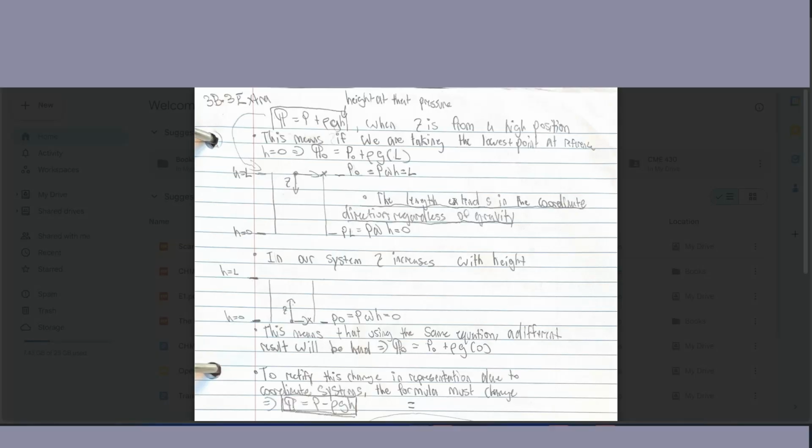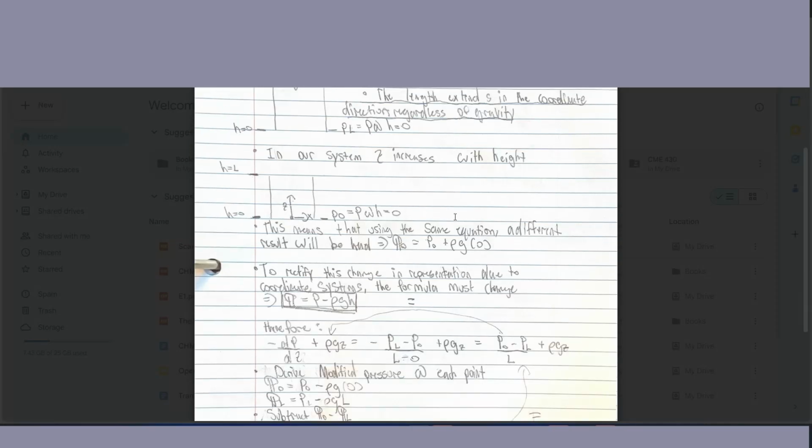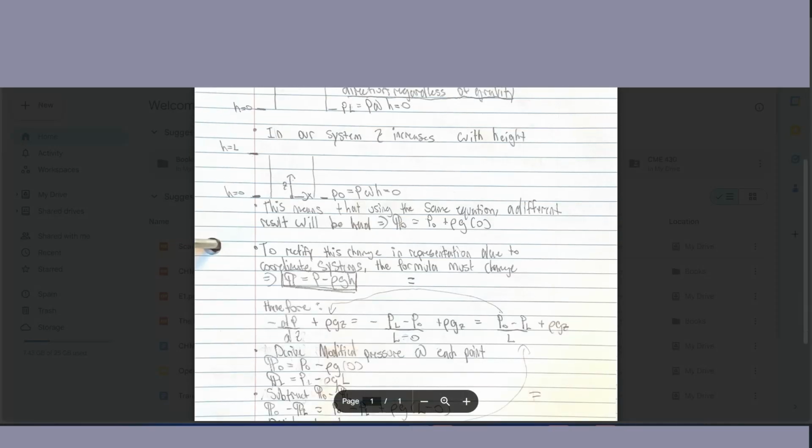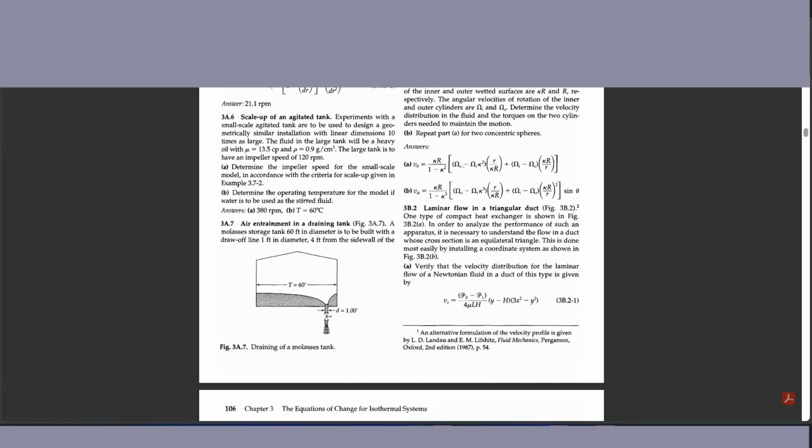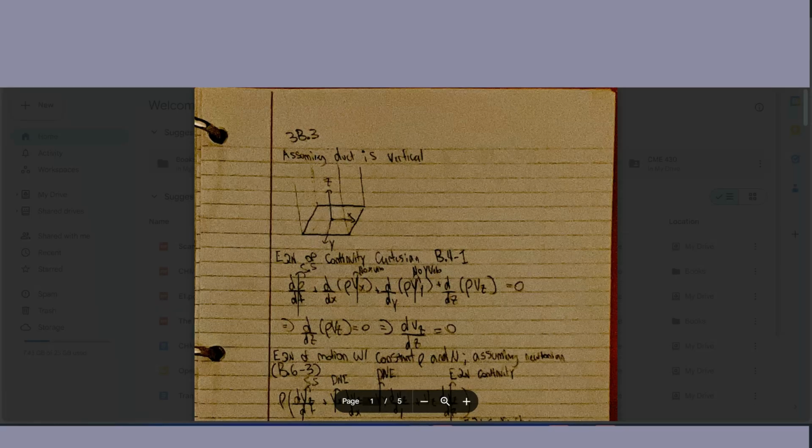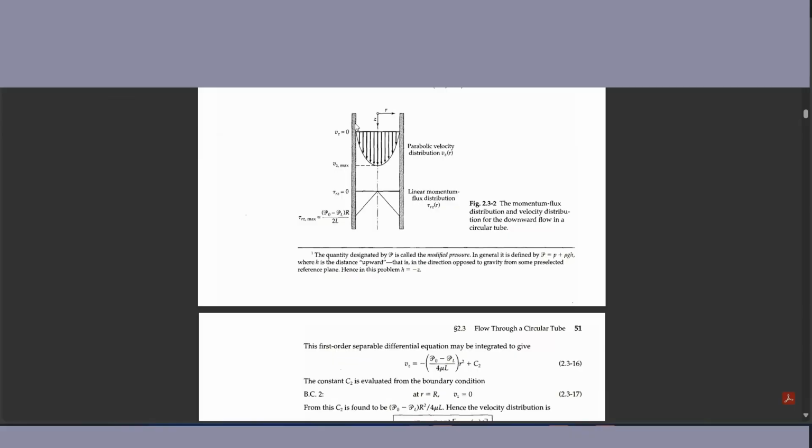So yeah, the length extends in the coordinate direction regardless of gravity. So in our system, Z increases with height. So as you can see, or is it? Yeah, Z increases with height. So that's opposite of this derivation with this system here.